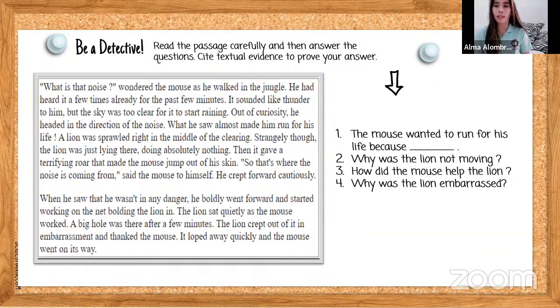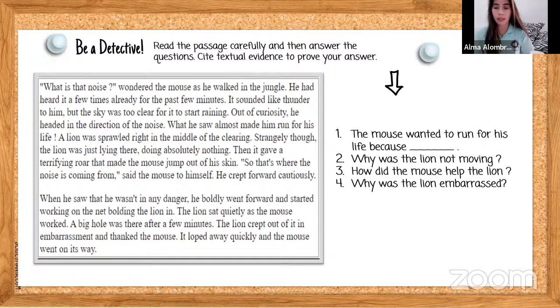Okay, do you have your answer? Anyone? If you cannot speak on the mic, you can share your answer in the chat box. Why was the lion not moving? The mouse was so scared of the lion, but something's going on with the lion. Where can you find that answer? You have to go back and look for the textual evidence. Why was the lion not moving? What's going on? What's happening?